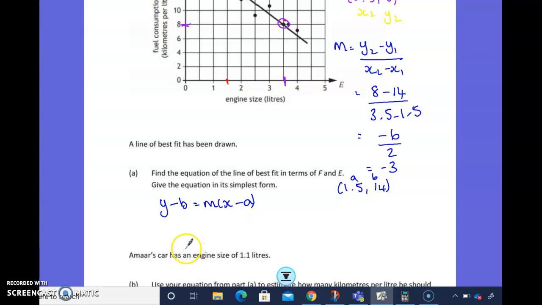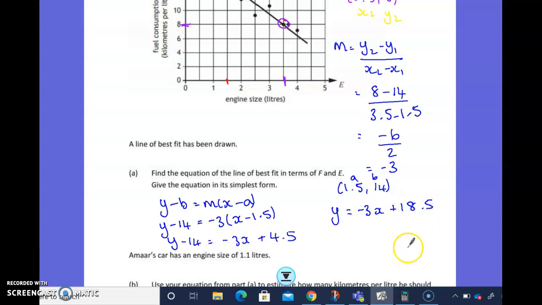So y minus b is equal to m into x minus a. So that y minus 14 is minus 3 times x minus 1.5. Multiplying out the brackets goes to minus 3x plus 4.5. I need to bring my minus 14 over. So 4.5 add 14 gives me 18.5.